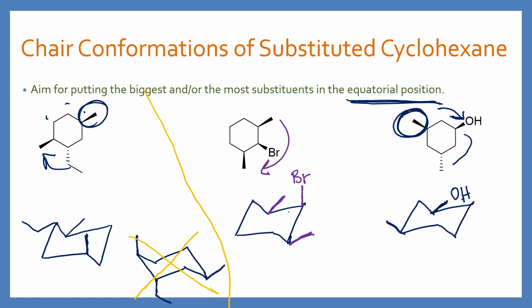And then 2 carbons over, 1, 2. I need this methyl group to be pointing down. The down position on this carbon is axial. So this is the best possible structure for this cyclohexane.